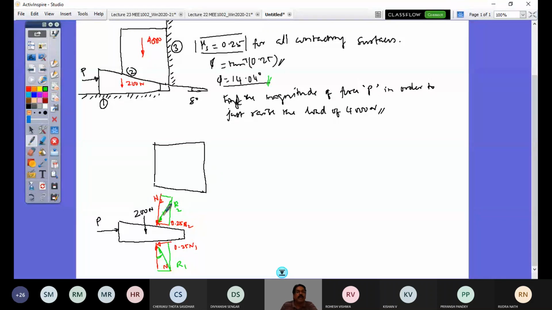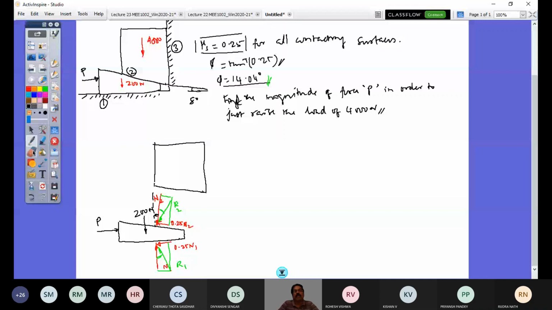But importantly, in this case, since this surface is inclined, what is it to the vertical? If you see, this angle is already there, 8 degrees. This angle 8 degrees, and this is 5s additionally. That you should understand.